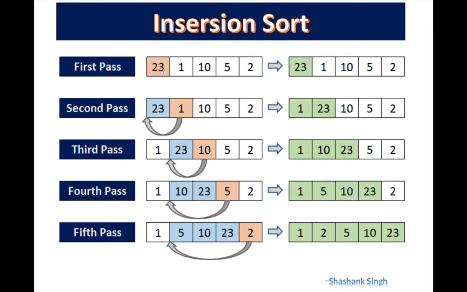So initially, in the sorted list 23 is there, right? And in the unsorted part the rest of the elements are there. So the first element of this unsorted list is 1, right? So you can say this is the current element. The current element will be compared with 23. 1 is less than 23, so we'll swap that. 23 will be moved to the right side and 1 will be moved to the left side. So if you'll see, this is now the sorted list, right? 1 and 23.